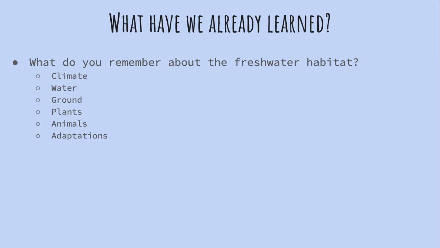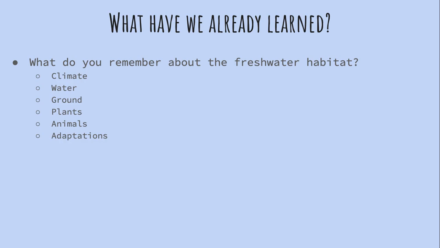So, what do you remember about freshwater habitats? What kind of animals live there? What kind of plants live there? What kind of adaptations do those plants and animals need to make to live there? Go ahead and share with someone in your house about the characteristics of freshwater habitat.